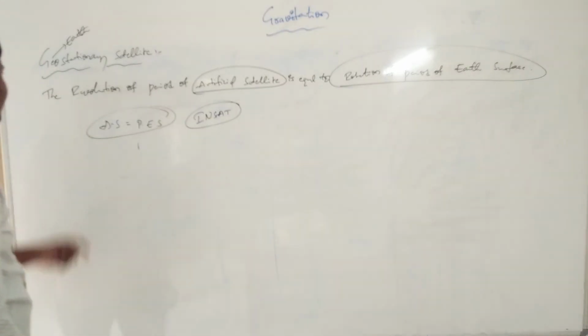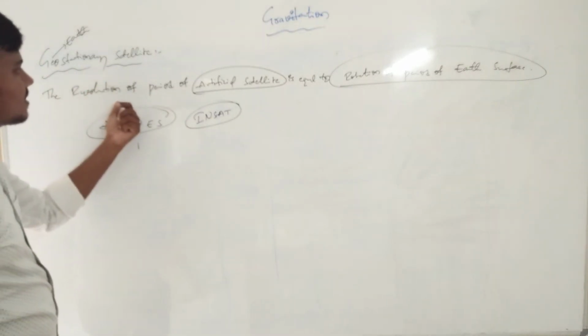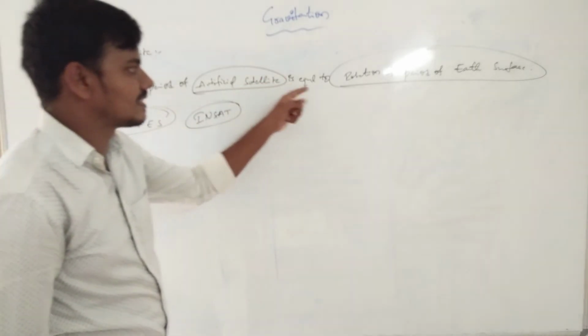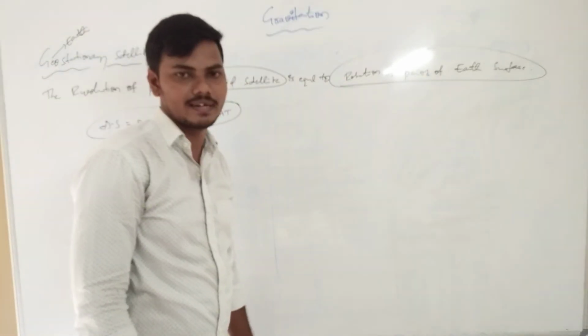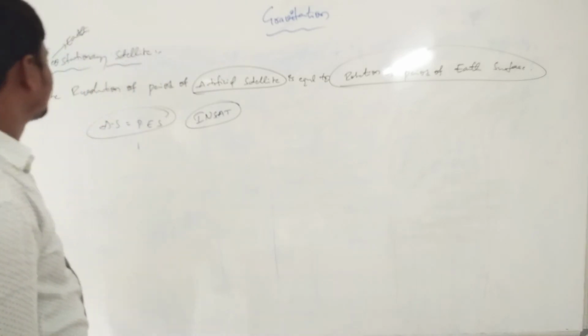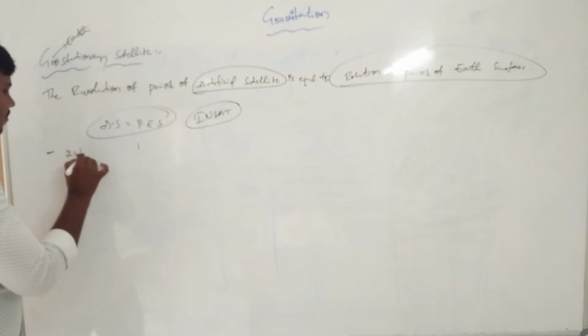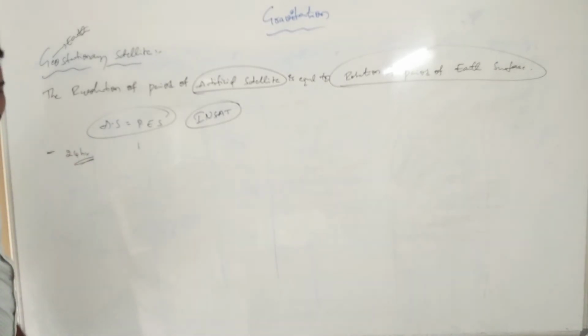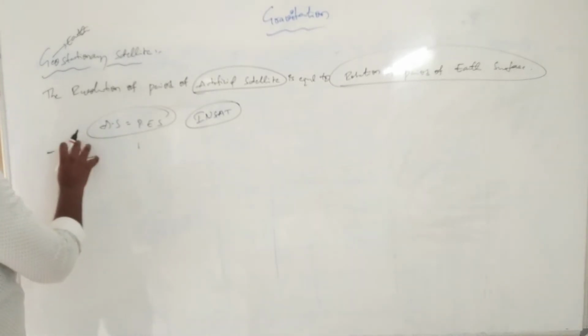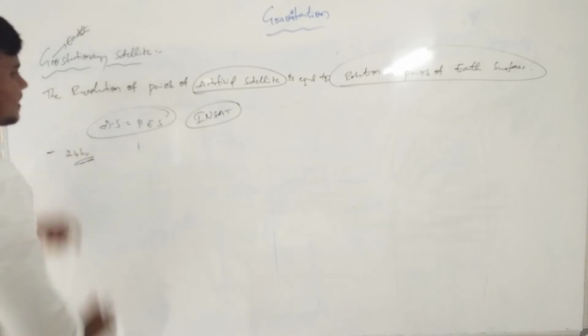Clearly we observe one geostationary satellite. The revolution period of the artificial satellite is equal to the rotation period of the Earth's surface. Okay, this is the geostationary satellite. A geostationary satellite always represents 24 hours. Clearly, one day is equal to 24 hours.